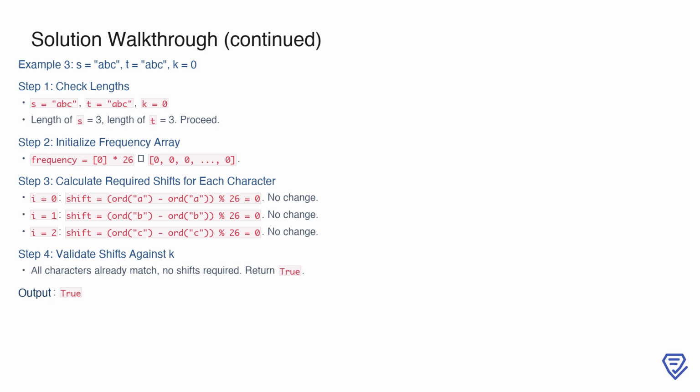When we validate the shifts, we find that no shifts are needed, and since k equals 0, this is valid. Therefore, the function returns true, confirming that the transformation is possible without any moves. This concludes the solution walkthrough.